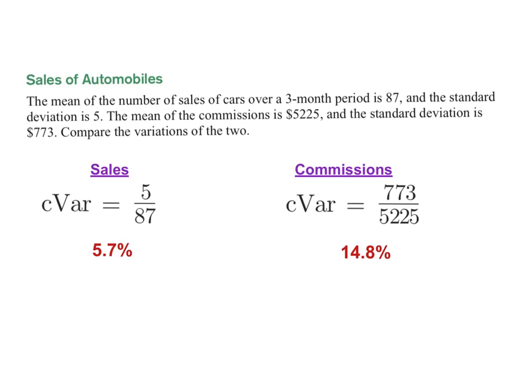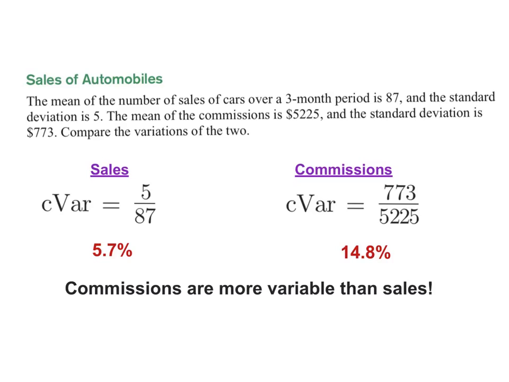And the way that we say that is this: we say that the commissions are more variable than sales. You could say sales are less variable than commissions. That would be another perfectly good way to express it. But that's what this really means. The numbers involved with sales and the numbers involved with commissions can't really be compared on their own. However, the variability of that set of data can be compared using that coefficient of variation. Okay?